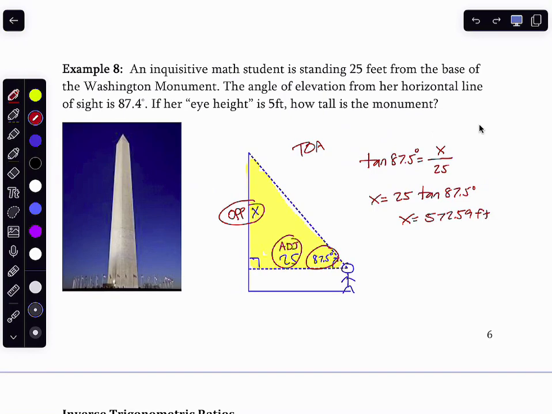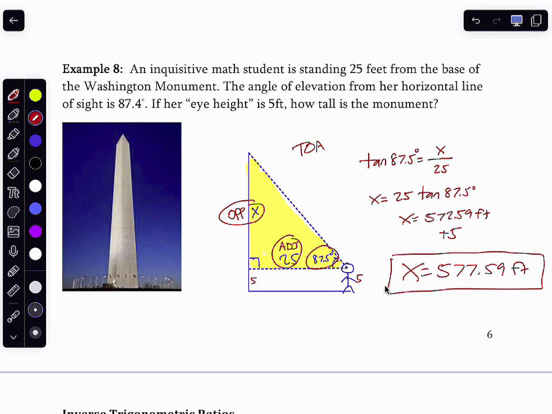The only issue is that our x goes from here to here. It doesn't include her height. So this little length right here is 5 because her eye height is 5. So all I do is add 5 to that. It's really simple to adjust it to be our answer. Sometimes we do problems directly off the ground. We normally wouldn't lay on the ground and measure the angle. But if you did lay on the ground and measure the angle, then it would avoid you having to add that 5 at the end. And that is the answer to that.